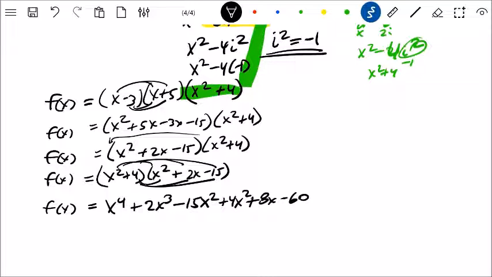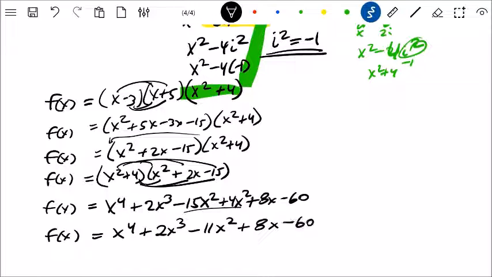Okay. And a couple of these I can combine, like namely these two. So here the function of x is equal to x to the 4th plus 2x to the 3rd minus 11x squared plus 8x minus 60.